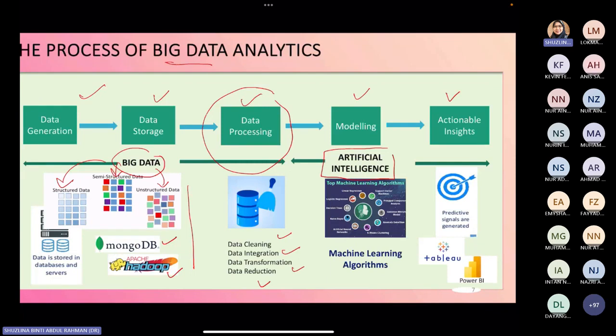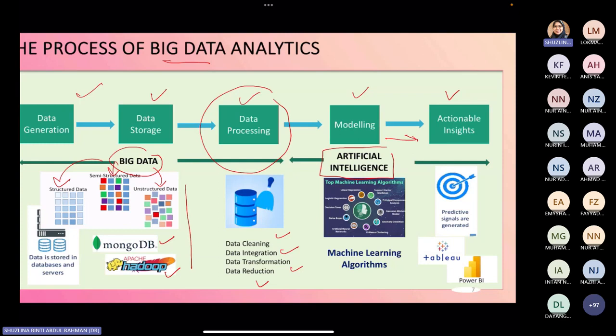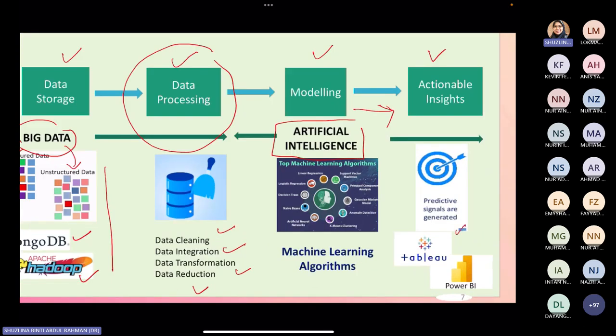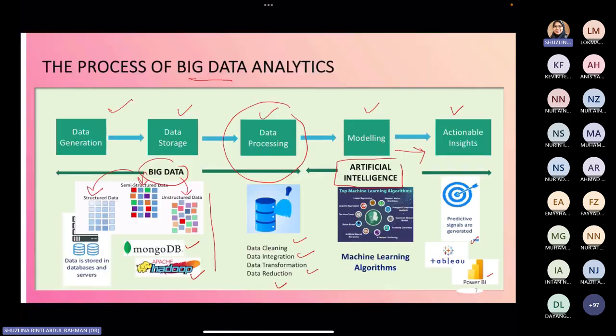So once we have the models, the next step is to visualize. We can visualize the knowledge, making use of several technologies like Tableau, Power BI, and other technologies that can portray the results that we have uncovered, the ones that we have discovered throughout the process of modeling. So this is basically the process of big data analytics.